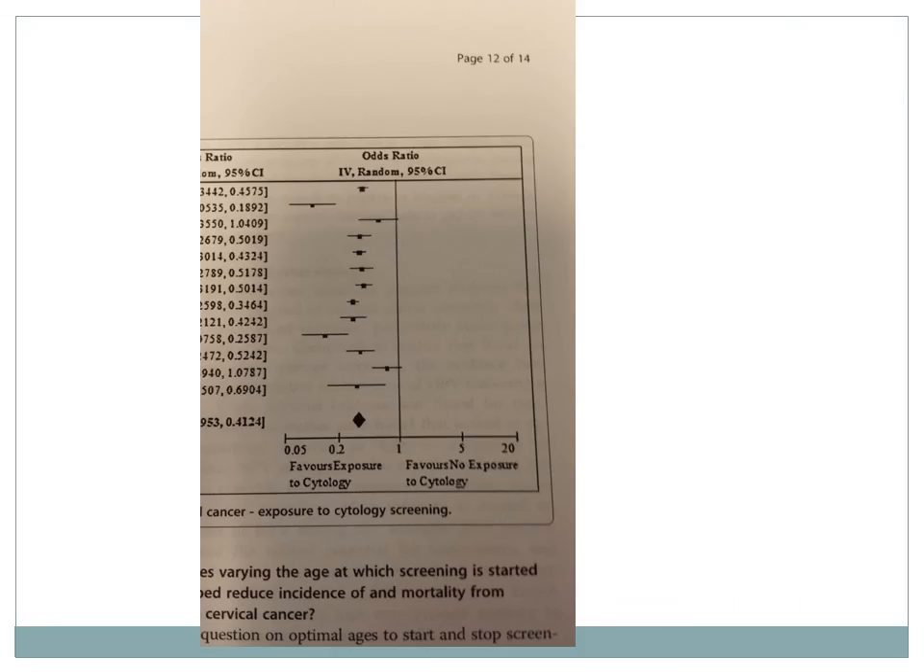Here is your chart for exposure to cytology, which means doing a pap smear. You can see that almost all of the studies that were done favored pap smears, although 2 of them had horizontal lines that crossed 1, meaning they were not statistically significant. And the diamond at the bottom is very clearly in favor of doing pap smears.